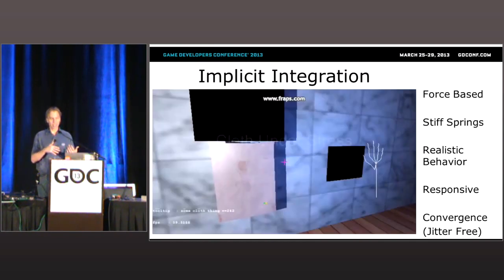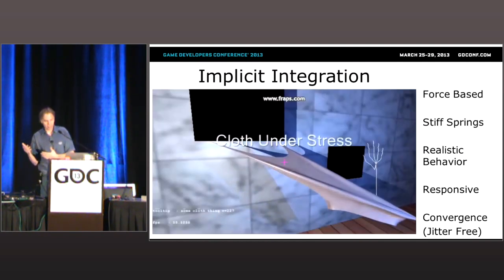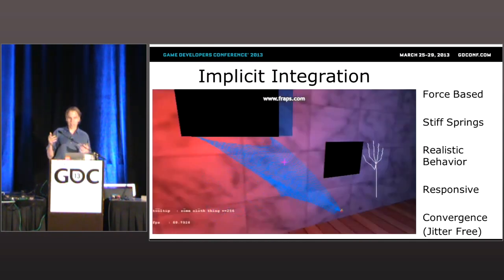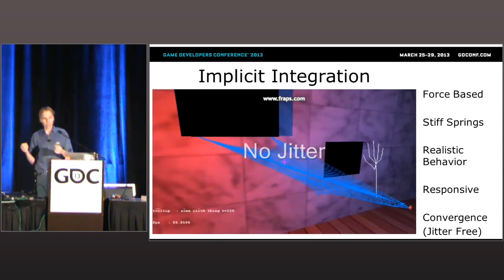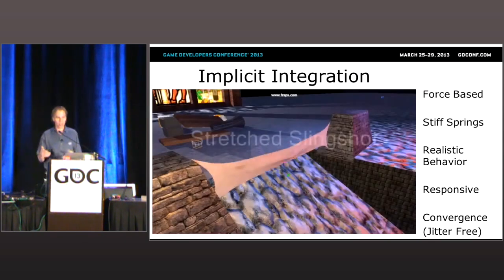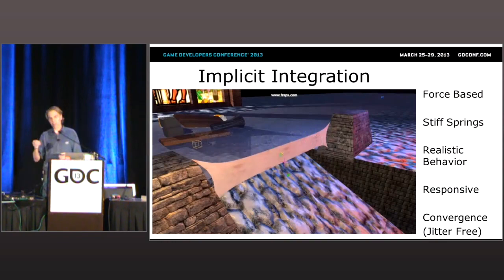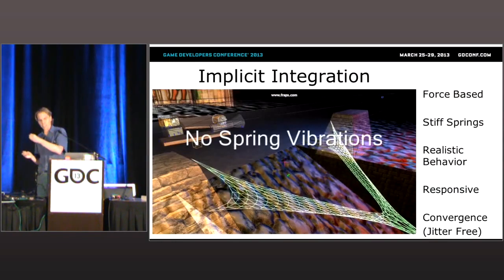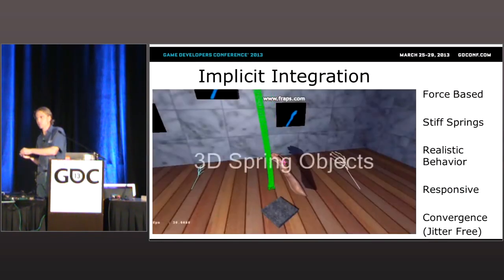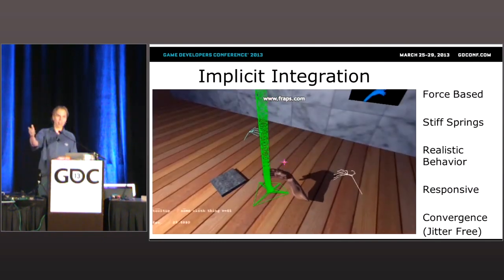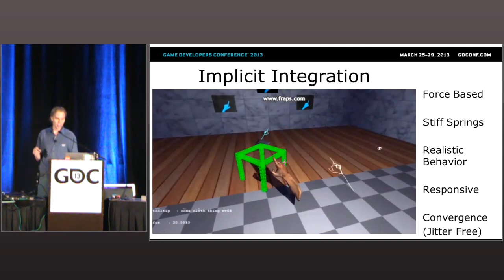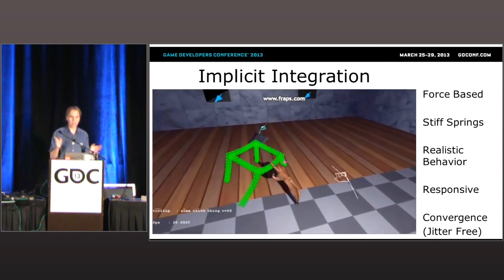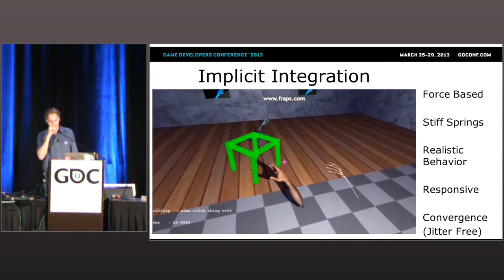What's the advantage of implicit integration? Well, here it is. When you have these things under stress, there's no jitter, no billowing, no energy leaking from the system. In fact, when you pull back a slingshot, you're actually calculating the forces on all these things. So if you put a projectile there, you would know how much force to apply to launch it. It's all sort of force correct. And here are examples of 3D objects connected with a bunch of stiff springs.